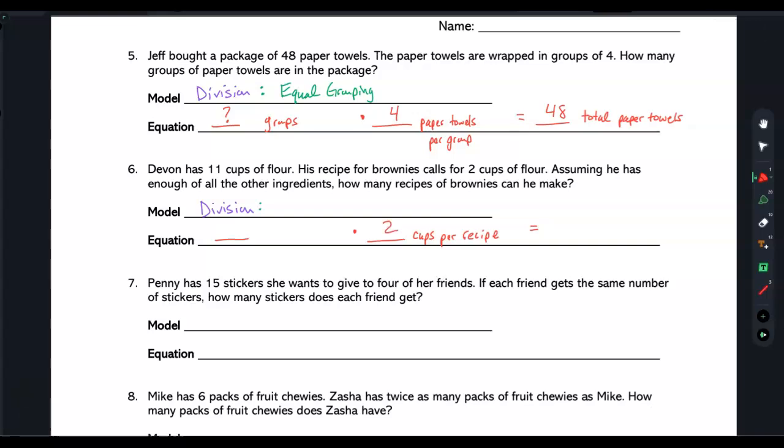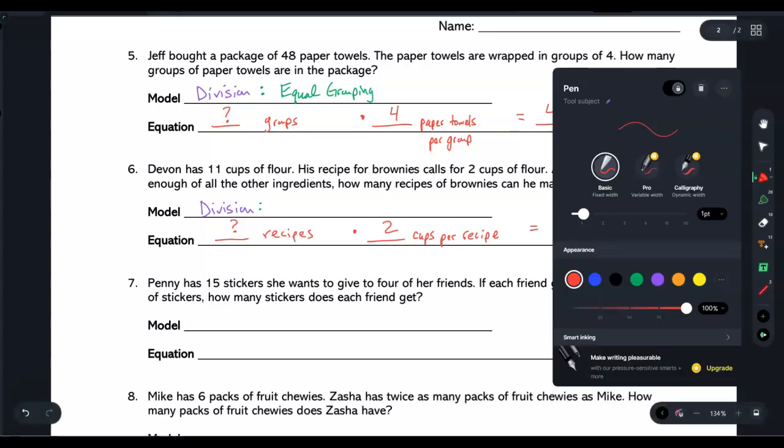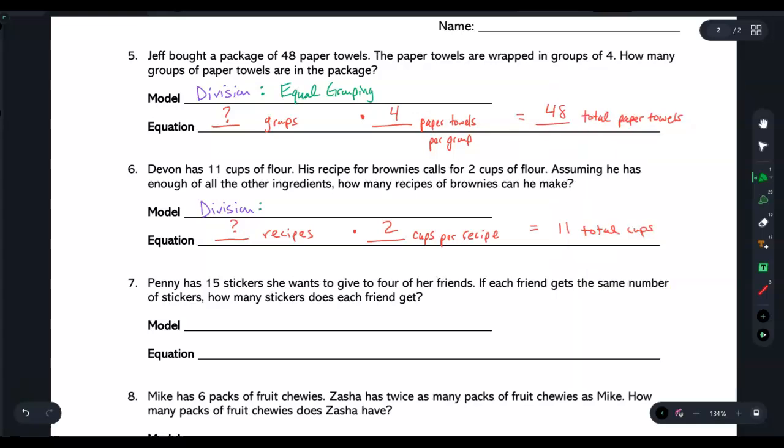And I also know that he has 11 total cups of flour. What I don't know is the number of recipes. So I could have always just started with that setup equation, and then as soon as I realized that I do know how many go in each group and that I don't know the first number, that would tell me that this is equal grouping.